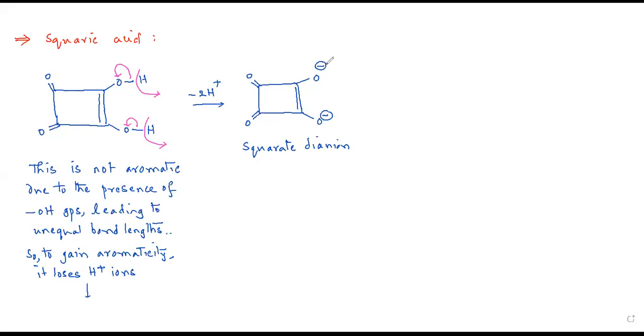So, it is in fact most acidic because only after losing protons it is gaining aromaticity. In other terms, in order to gain aromaticity, in order to gain stability, it has to lose protons. So it will, of course, be very much ready to lose the protons, right? Now let us see the resonance structures.